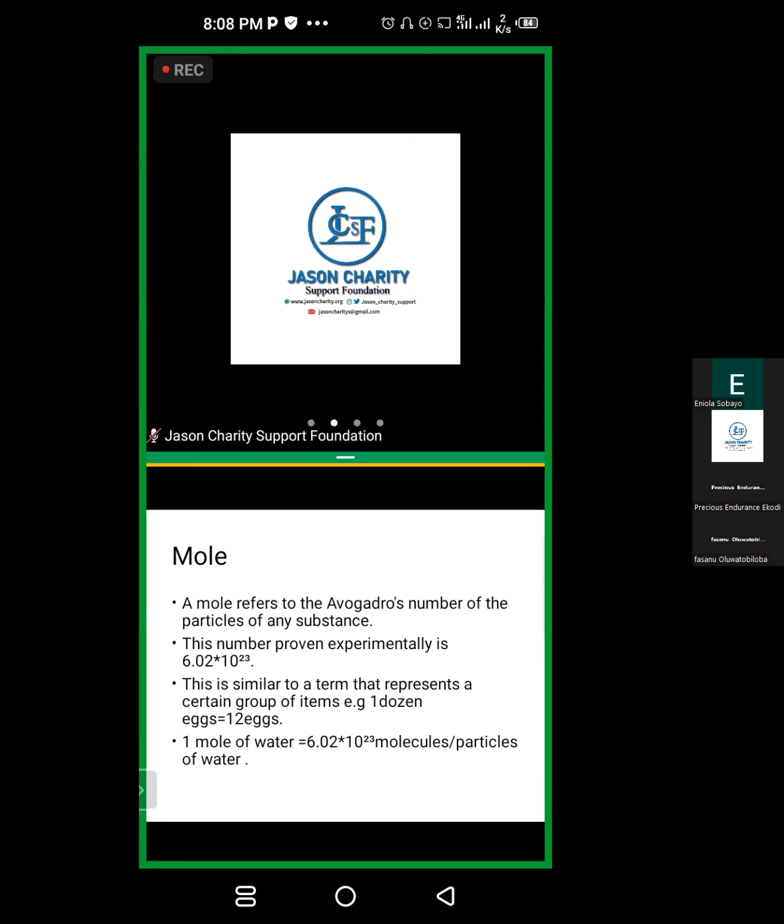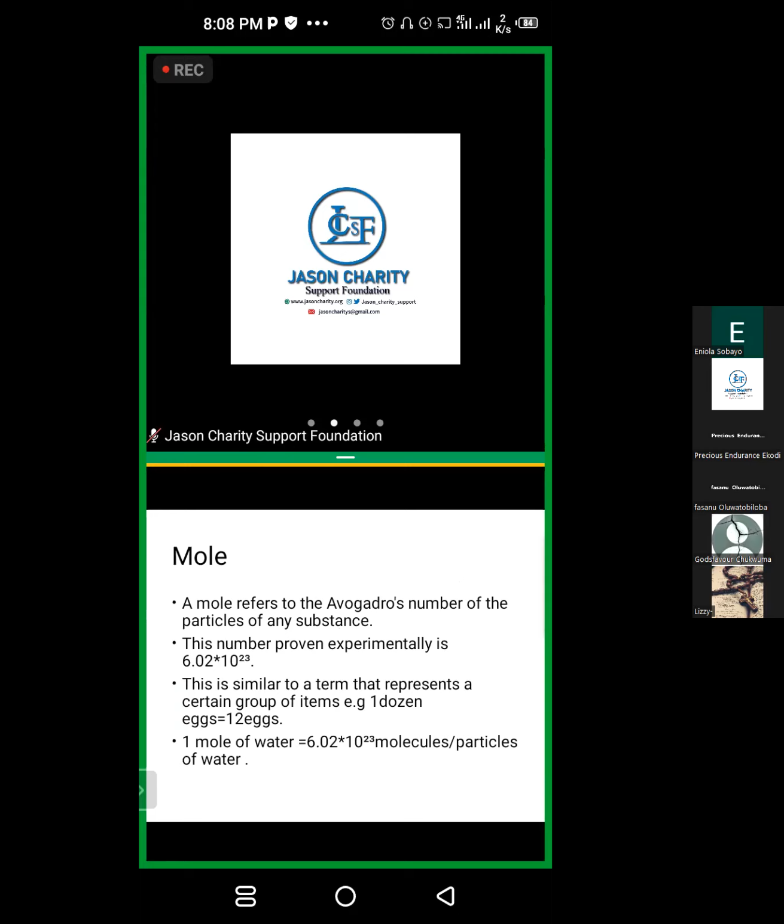What is a mole? Well, a mole in chemistry is not a dent on the face or an animal that bores a hole in the soil, but actually refers to the Avogadro's number of particles of any substance. So a mole refers to the Avogadro's number of the particles of any substance.